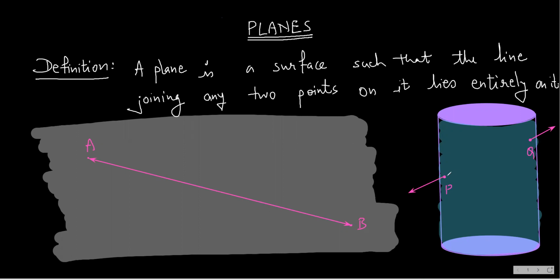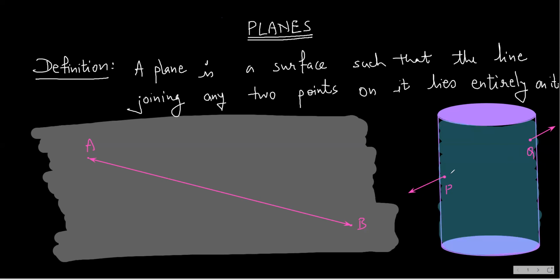And what I notice is that the straight line passing through these 2 points on the curved surface does not lie on the curved surface. It goes within the cylinder. I cannot see much of the straight line, because it is inside the cylinder.